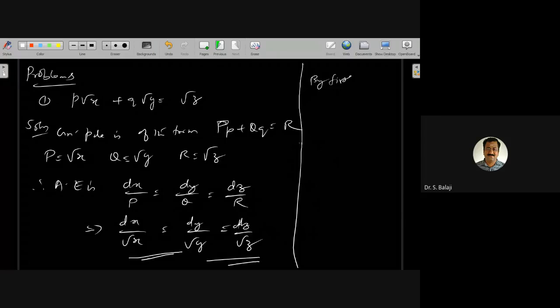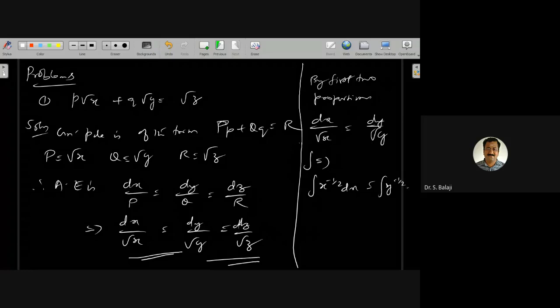By the first two proportions, dx by root x equals dy by root y. Integrate, because the variables are already in separable form. The integral of x to the power minus 1 by 2 dx equals the integral of y to the power minus 1 by 2 dy.